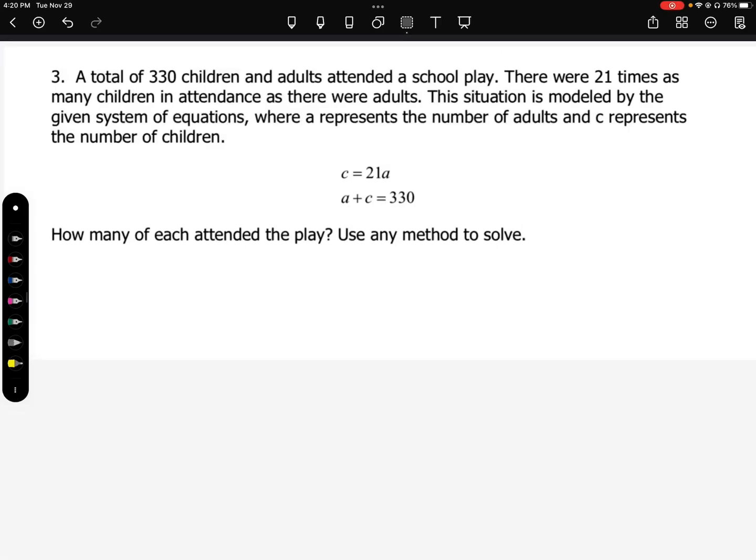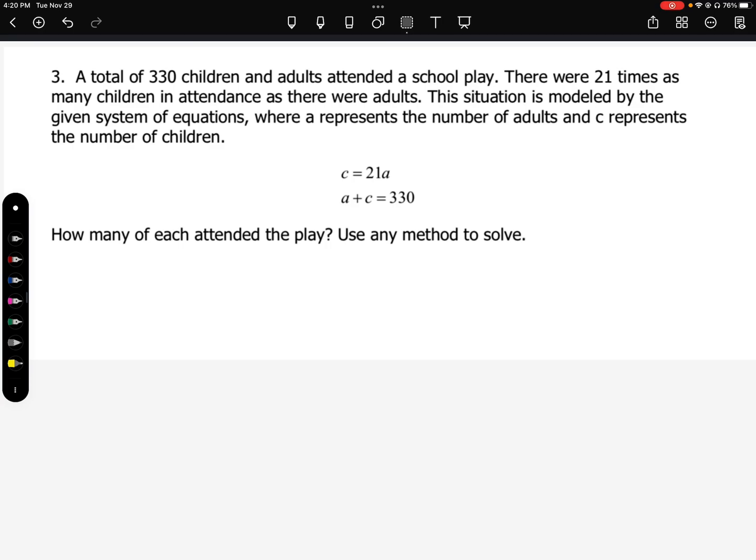This is number 3 from the Chapter 4 Closure packet. A total of 330 children and adults attended a school play. There were 21 times as many children in attendance as there were adults. This situation is modeled by the given system of equations where A represents the number of adults and C represents the number of children. So you'll see the system of equations is C equals 21A and A plus C equals 330. It says how many of each attended the play, use any method to solve.